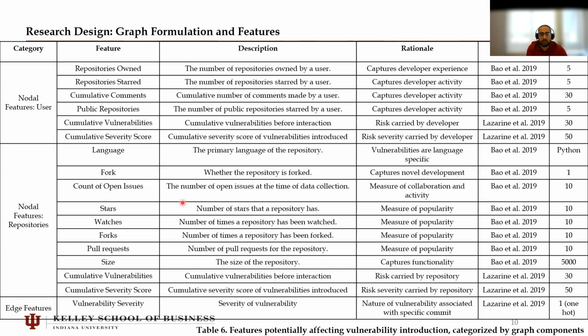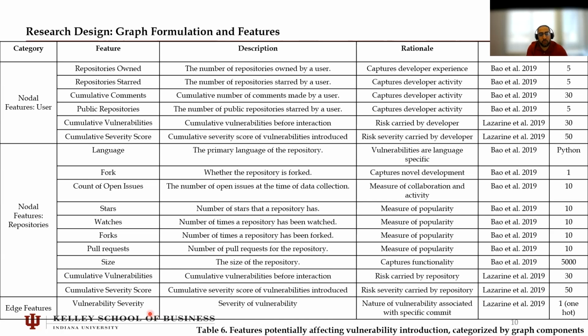So say, for example, vulnerabilities are language specific, which is why we consider the language, and how much activity there is might be measured by the count of open issues and so forth. And finally, with respect to the edge, the nature of the vulnerabilities associated with each commit would definitely change the risk profile of a developer or a user.